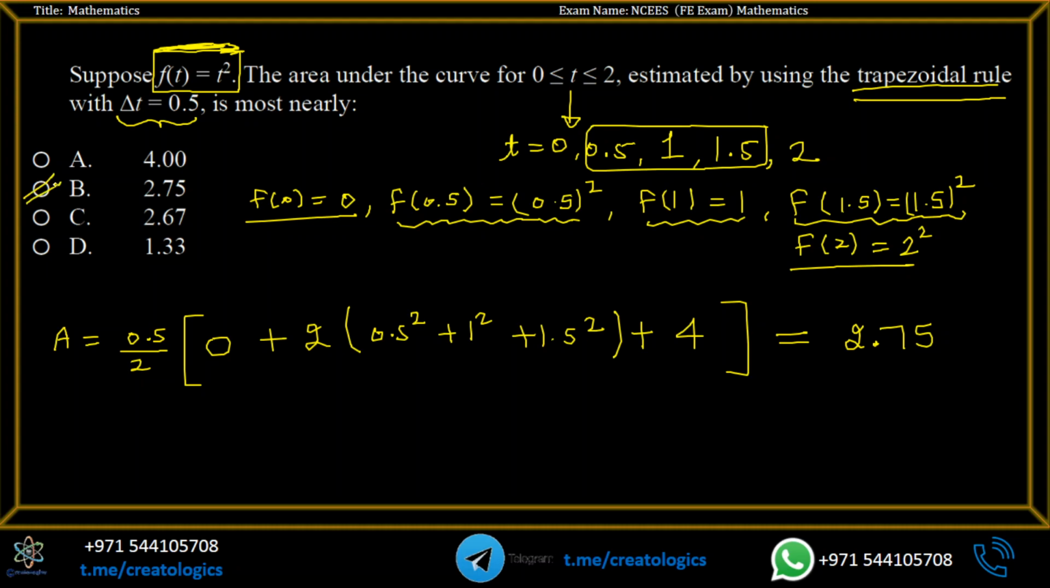So all you have to do is just remember the trapezoidal rule, which says difference upon 2 times, then you have to take all the values at the first and the end, plus 2 times the value of the function at all the middle points. So this is your answer. Using the calculator you can solve it in no time.